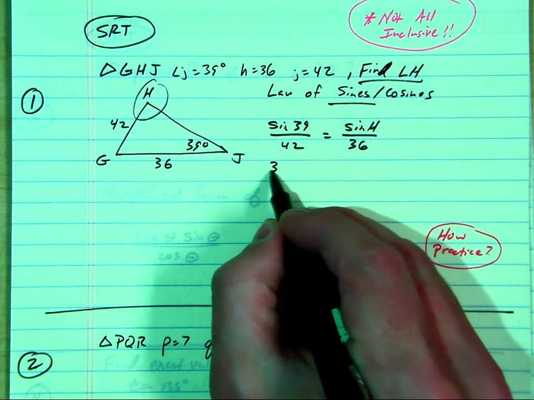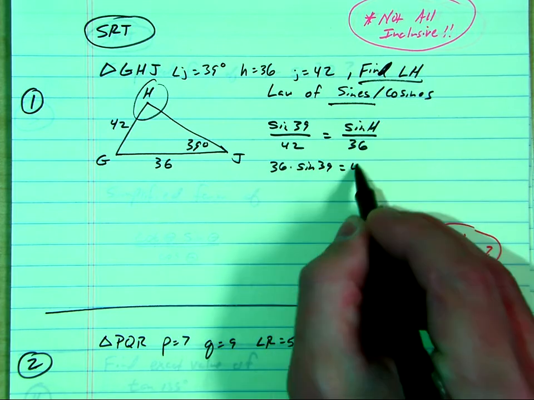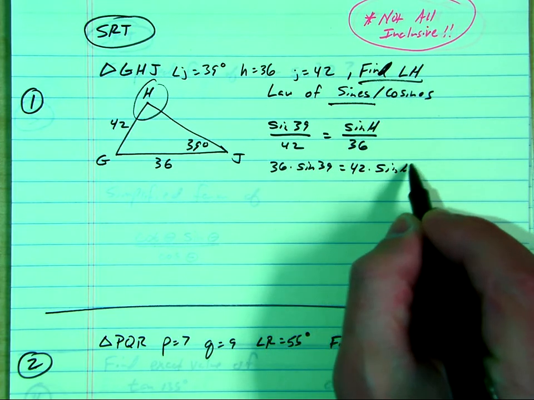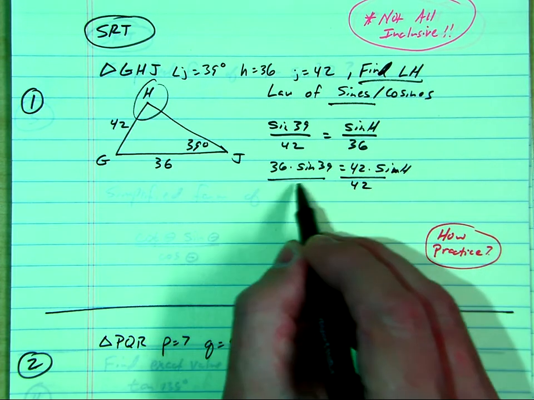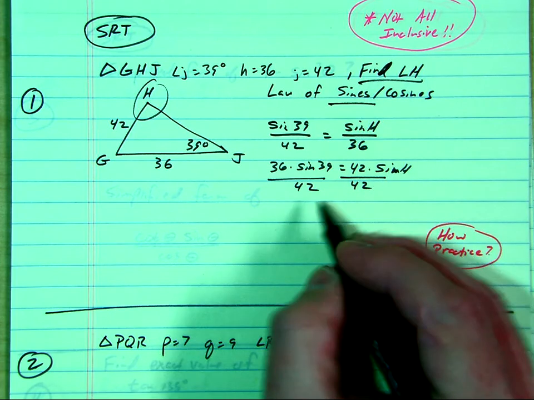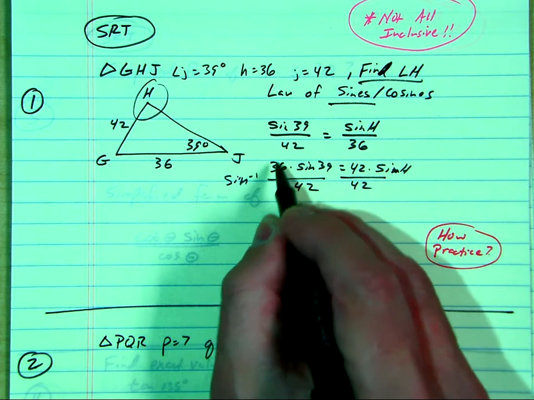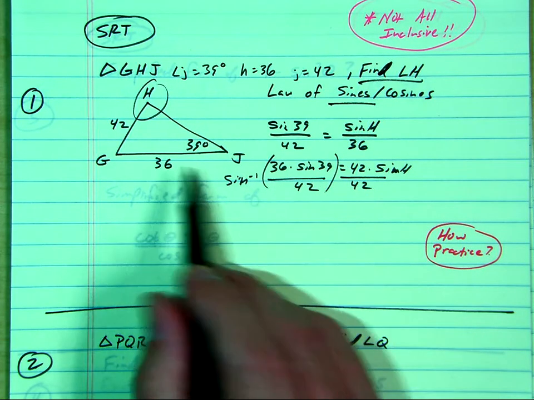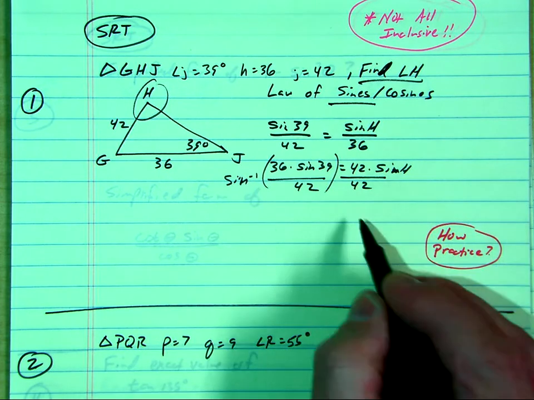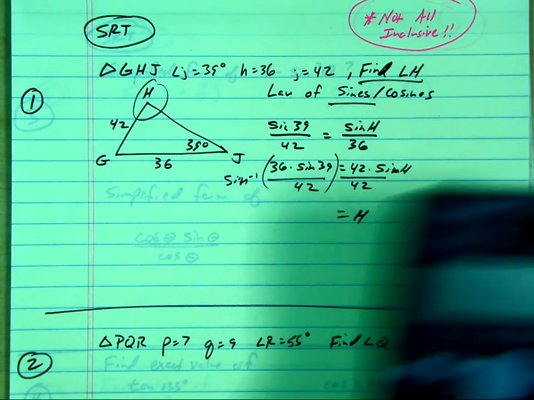Cross multiply, we got 36 times the sine of 39 equals 42 times the sine of h. I'm going to do this all in one fell swoop. Divide by 42, and then you can take the inverse sine of this stuff. So I'm going to figure out what this is in the calculator and do second sine to take inverse sine and find out that's going to be equal to angle h. Everybody with me? Any questions? Okay, let's finish this up then.